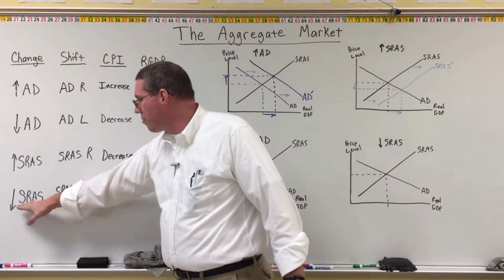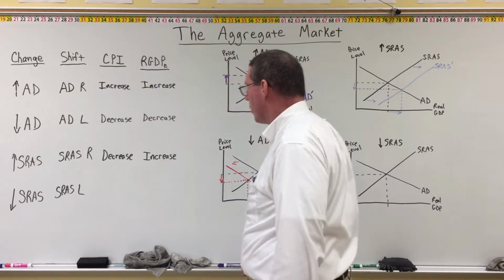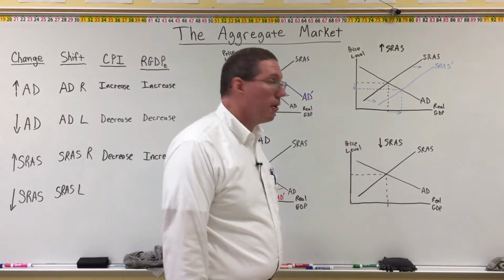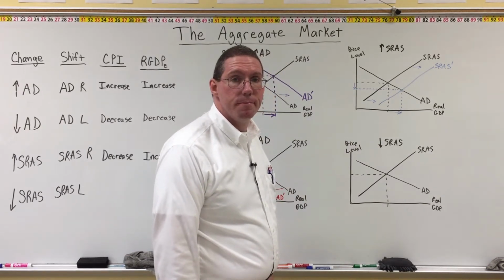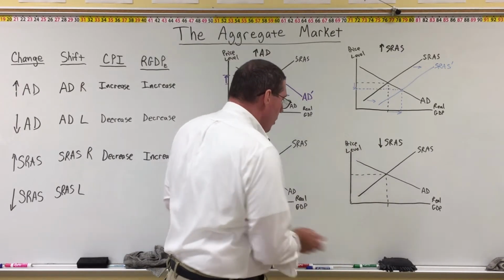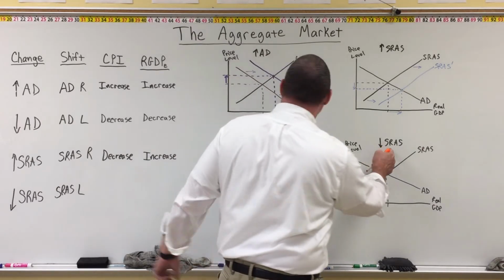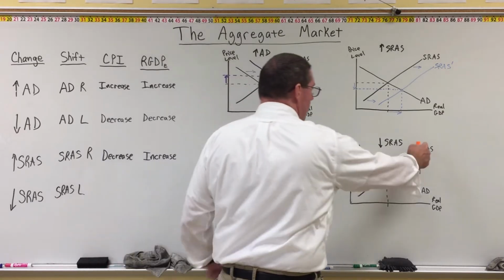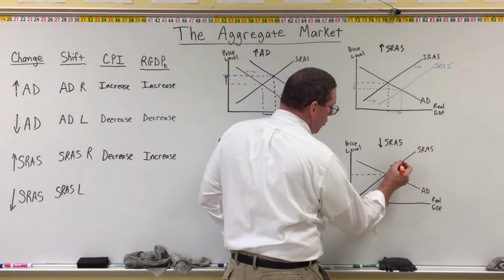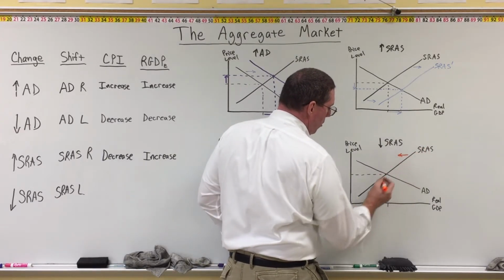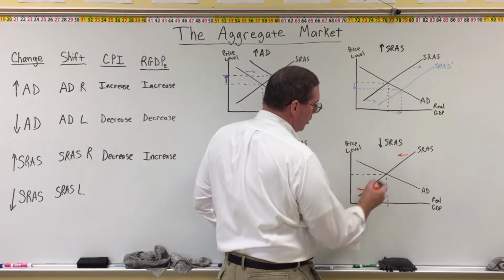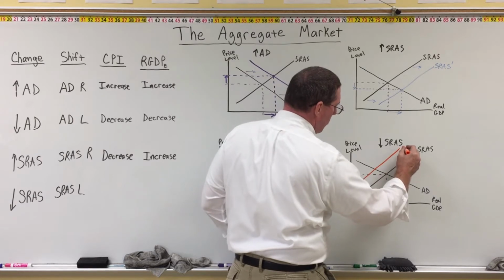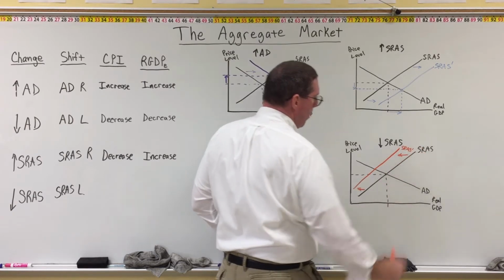Now let's see what happens when there's a decrease in short-run aggregate supply. And again, I think that you should pause the video, see if you can figure it out for yourself. All right, so here's what I'm going to do. I'm going to say a decrease in short-run aggregate supply. That's a leftward shift of the short-run aggregate supply curve. Here's the short-run aggregate supply curve. So I'm going to draw a leftward arrow, and I'm going to draw the new short-run aggregate supply curve right here. So this will be SRAS prime.